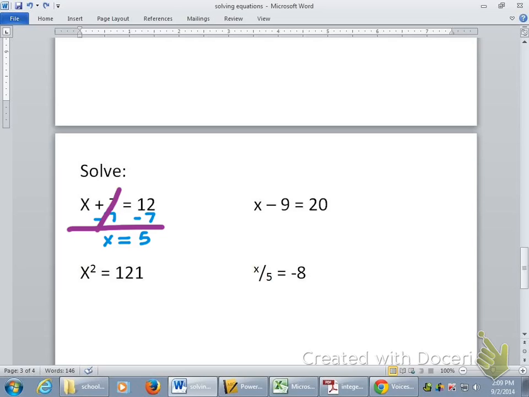How do you check your work? 5 plus 7. Yeah, you could plug that back in up there and check that 5 plus 7 equals 12, and of course it does.